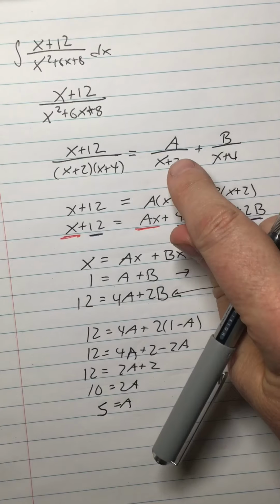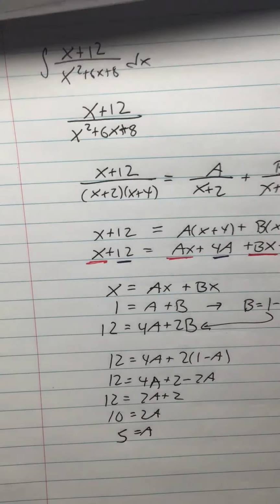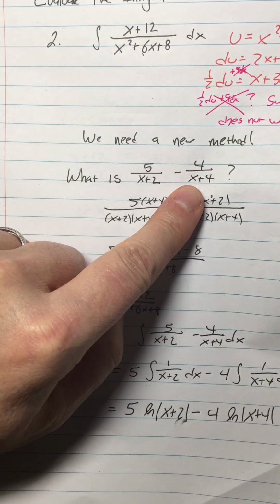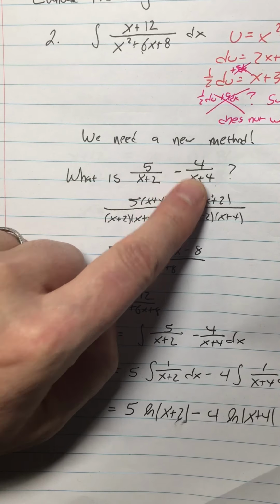Hey, a is over the x + 2. 5 is over the x + 2. I'll be darned. It works. All right. Now I need to know what the b is, though. So I can go b equals 1 minus a. So b equals 1 minus a, which is 1 minus 5, which is negative 4. So now I know that the b is negative 4. Hey, b is negative 4. That's why it was minus 4 instead of plus 4.